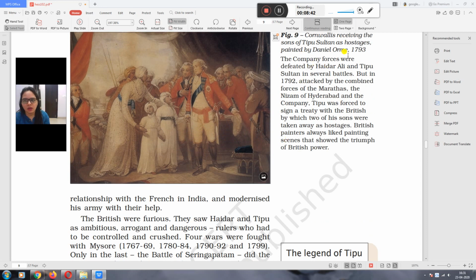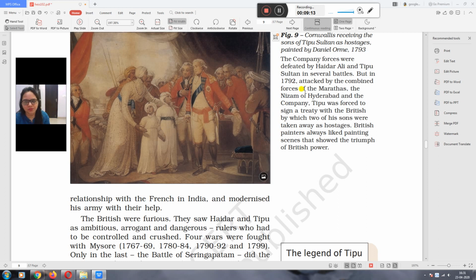Cornwallis, the Governor General, is shown receiving the sons of Tipu Sultan as hostages, painted by Daniel Orme in 1793. This painting was made by Daniel, and in this picture it is shown that Tipu Sultan gave his two sons to Cornwallis, and the two sons were hostages. Hostages means bandi bana liye gaye.